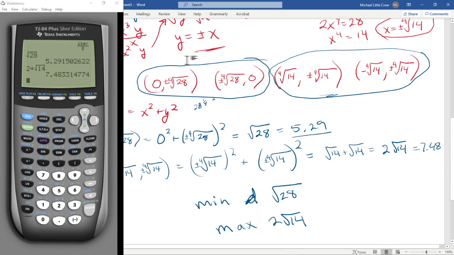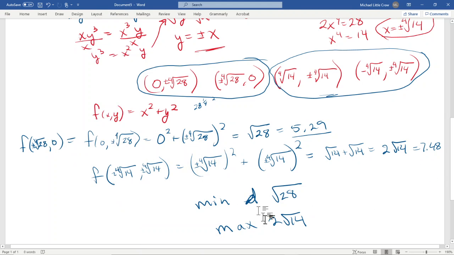And again, the minimums and maximums occur multiple times because there's actually 4 times that the minimum occurs and 4 times that the maximum occurs at each of the different critical points, right? 2 points here, 2 there. All right, that's the Lagrange multiplier question.